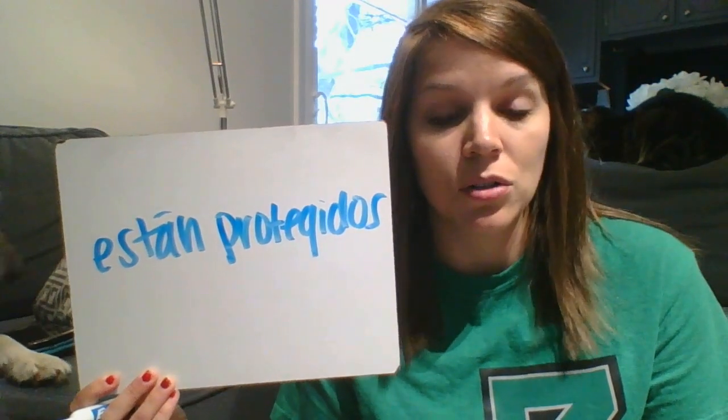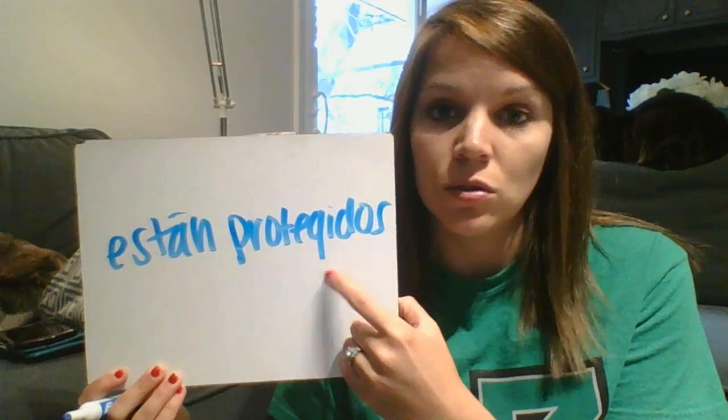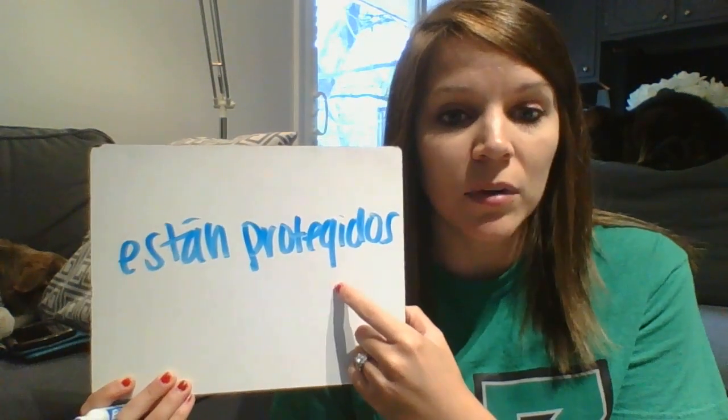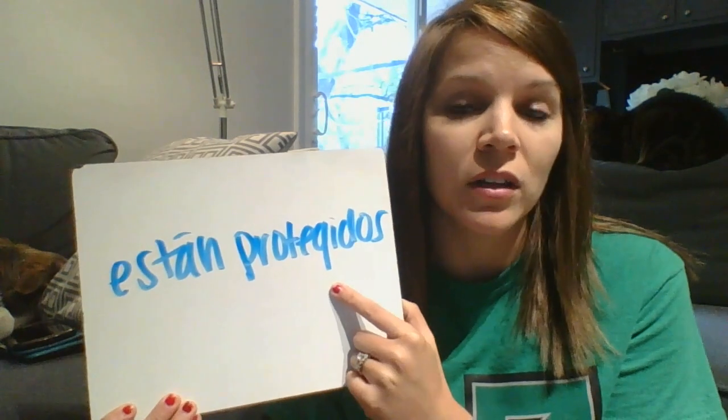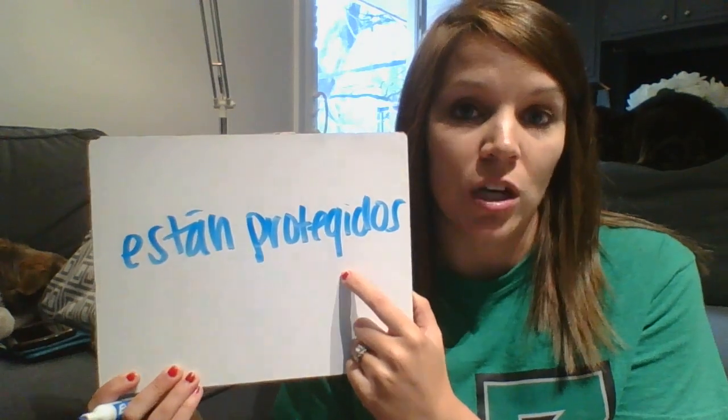protegidos. Protegidos. Now, did you notice? This guy gets to stay a G. Don't do the J thing anywhere else except for the yo form and when it's opposite. Why? Because this is pronounced correctly, right? The letter G before I is already pronounced correctly. So I'm going to keep it as a G. So protegidos. Okay, están protegidos.